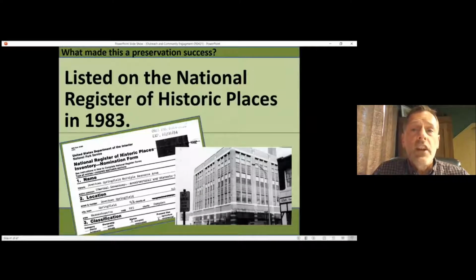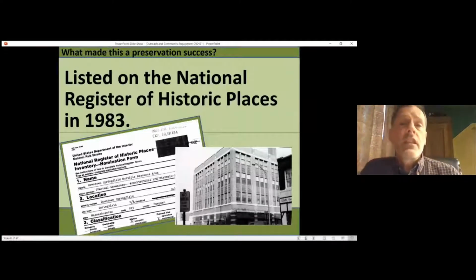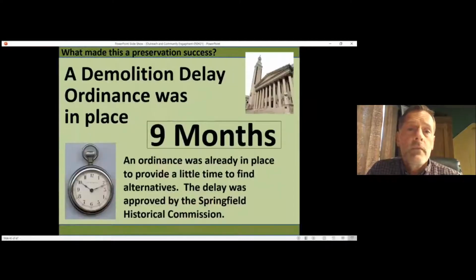So the National Register is largely an honorary designation, and yet it really was very helpful in advocating for this building. It had a number of advantages from being listed on the National Register, which I'll mention in a minute. So in terms of this preservation success, it goes back decades to getting this first listed on the National Register.